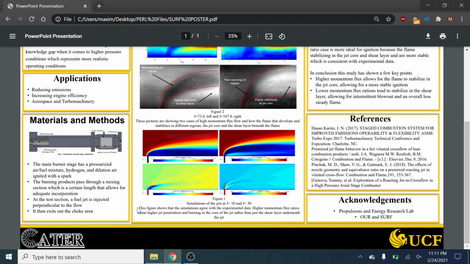The CFD, or computational fluid dynamics simulations, were performed in conjunction with this experiment and show that at a momentum flux ratio of 10 and a momentum flux ratio of 30, 10 being on the left, 30 being on the right, backs up the findings from the previous cases, showing that the high momentum flux ratio stabilizes a lot better in the jet core rather than the shear layer underneath the jet.